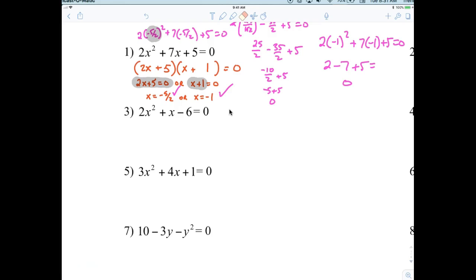Again, you should be pretty good at the factoring. If not, you're making a good observation.